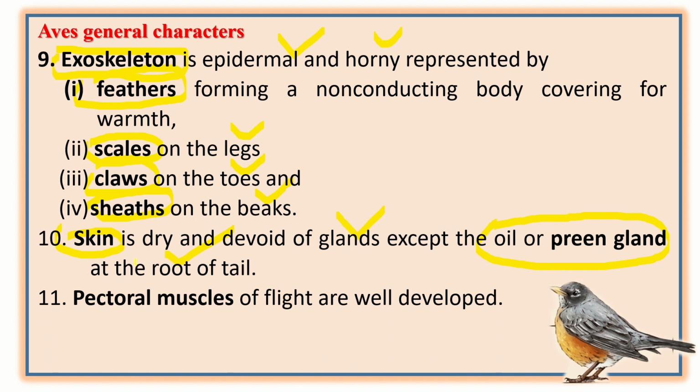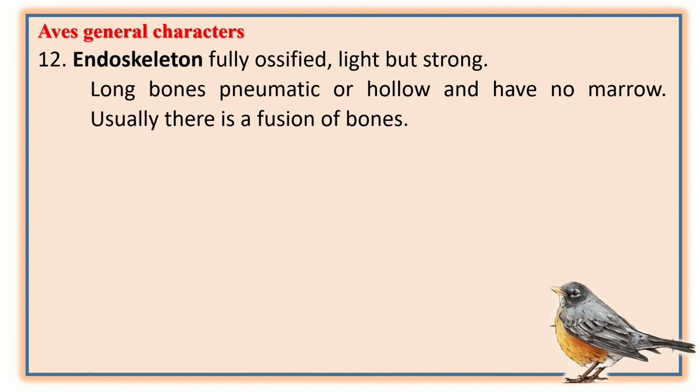Pectoral muscles are well developed. These pectoral muscles are useful for flight. Endoskeleton is fully ossified, light but strong. Long bones are pneumatic, meaning hollow. Internally there is no bone marrow in these bones, and they are called pneumatic or hollow bones. Usually there is a fusion of bones.